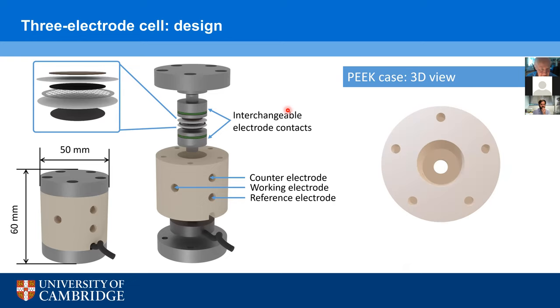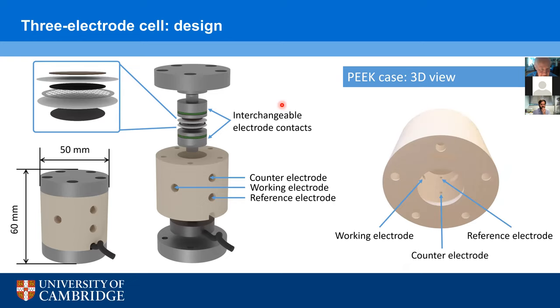So looking at the design of the three-electrode cell, it's a cylindrical external holder made from PEEK, which is electrochemically inert and also chemically inert to the different electrolytes that we're using. And this contains the two electrode contacts, which are made from stainless steel, which is again electrochemically inert and doesn't participate in the electrochemical reaction at all. We can then apply pressure through the two caps, which are shown at the top and the bottom.